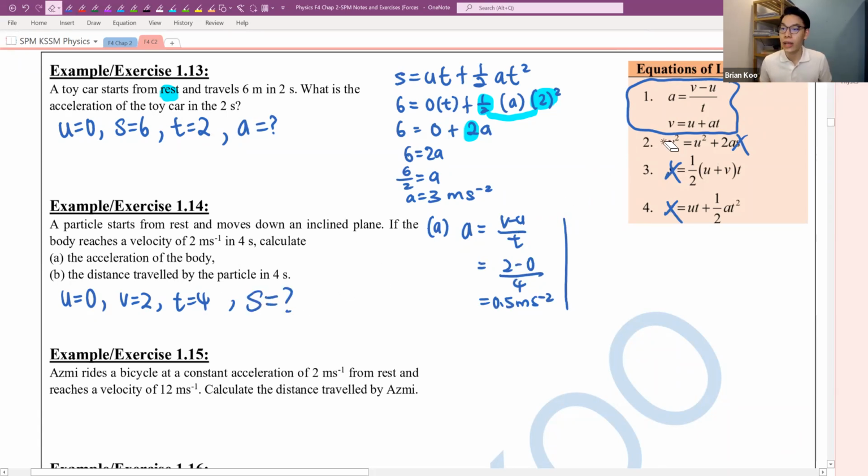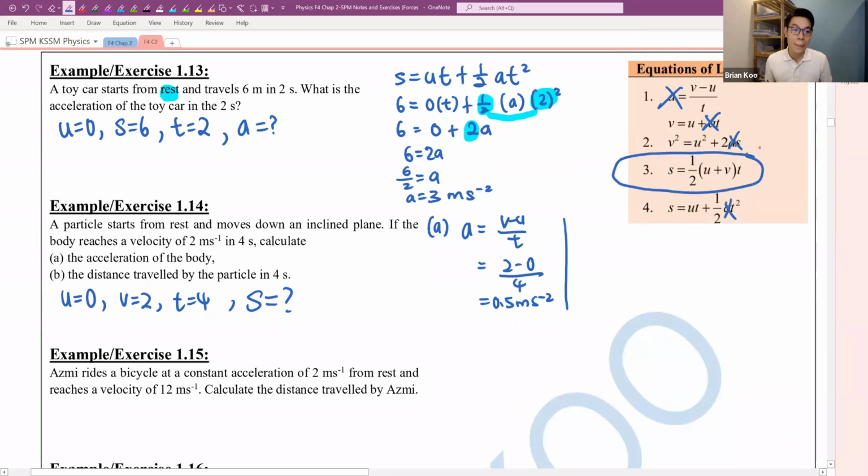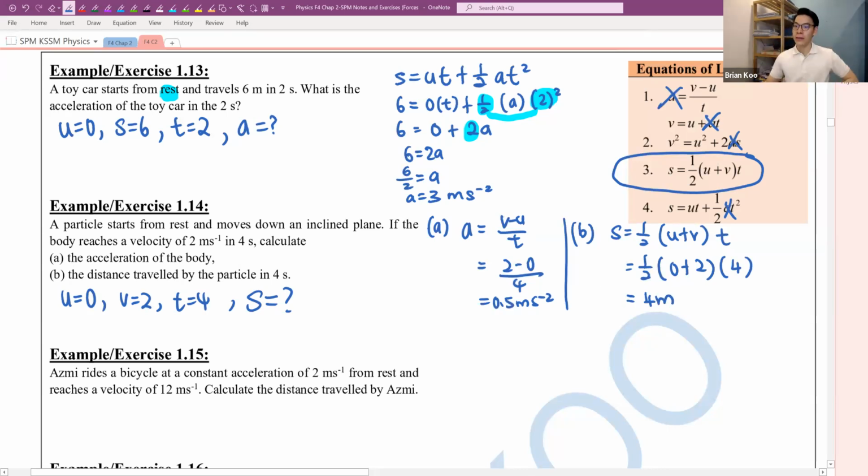So you look at the ones that don't have A. Don't have A, don't want A. This one. Actually, you use A also can, then you will have too many info already. So you might want to take out one of it. For this case, I just don't take A in part B. You times all together, you will get 4 meters.